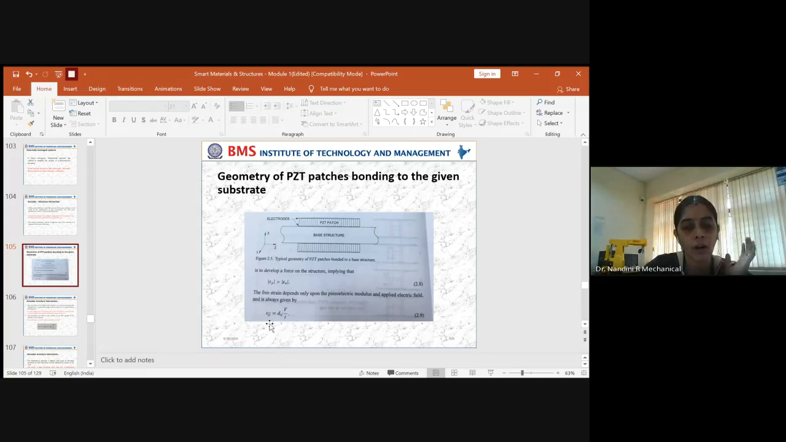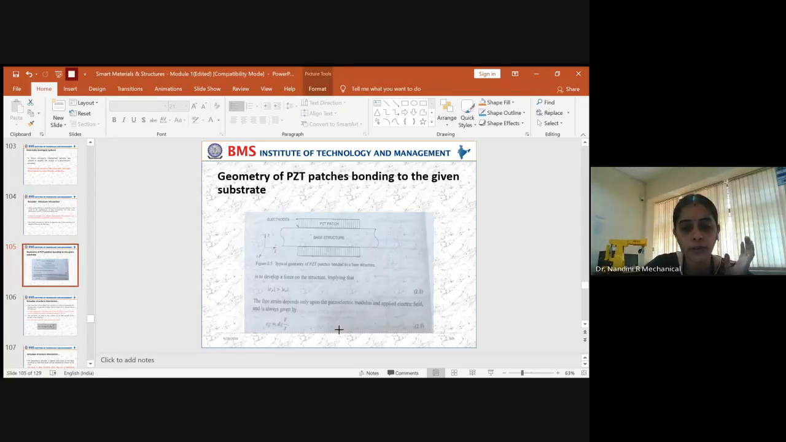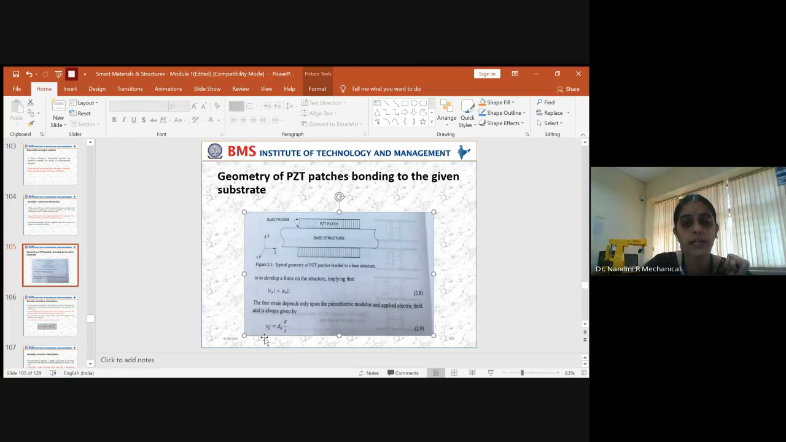This is always the relation we use to evaluate the free strain. The free strain will always be equal to the displacement coefficient, which we will call D, that is the displacement we get across the desired plane, into the voltage applied across a PZT patch of particular thickness T. Because every piezo patch has some amount of thickness, the amount of voltage applied to that piezo patch depends upon the thickness of the given slab also, right?